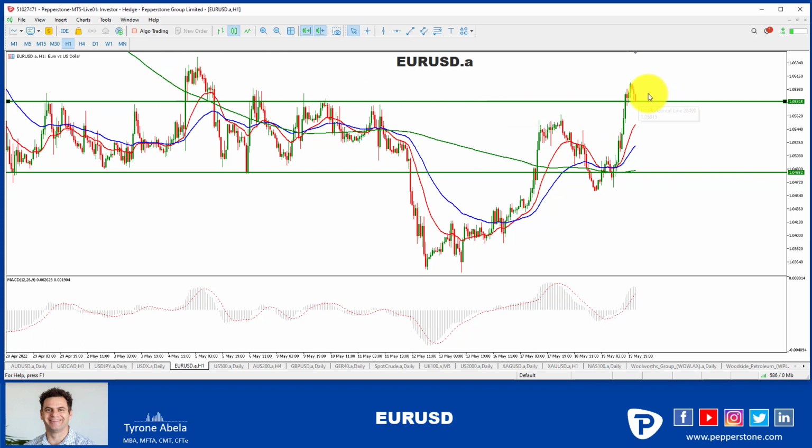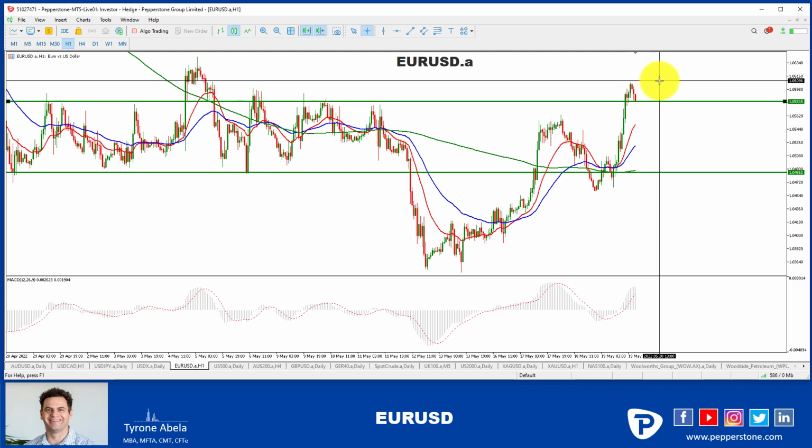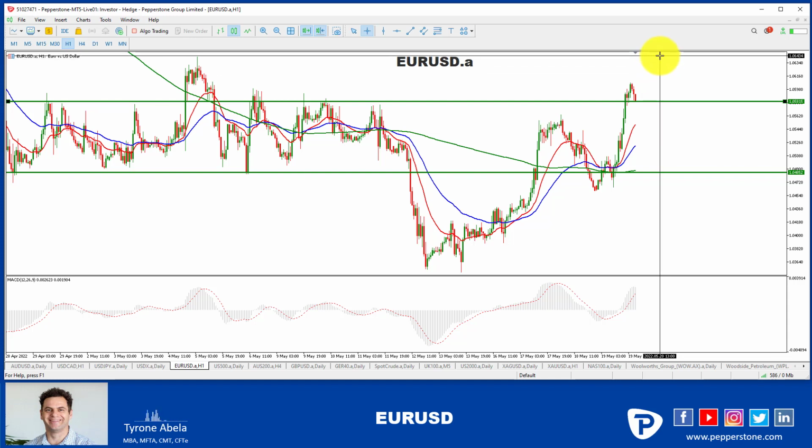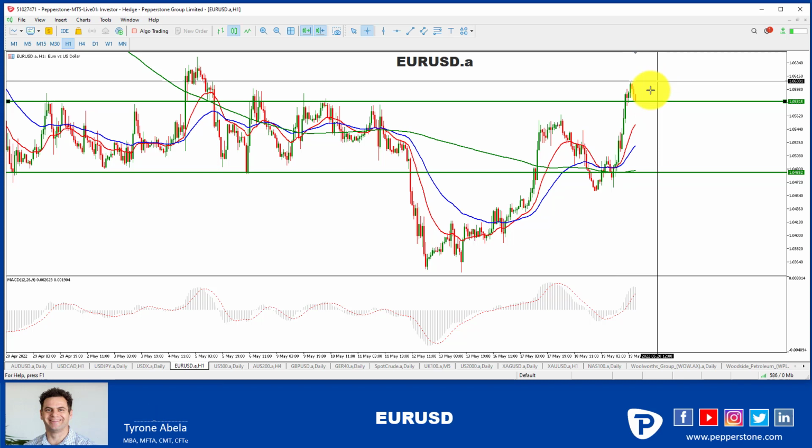If you want to trade this, what you need to be waiting for now is a close above this level. If the 1 hour closes above the 106.10 area, then we can start targeting basically the 106.50, which is the first target you're going to go for.